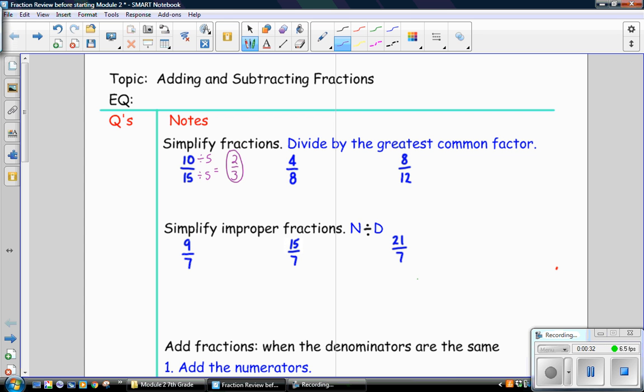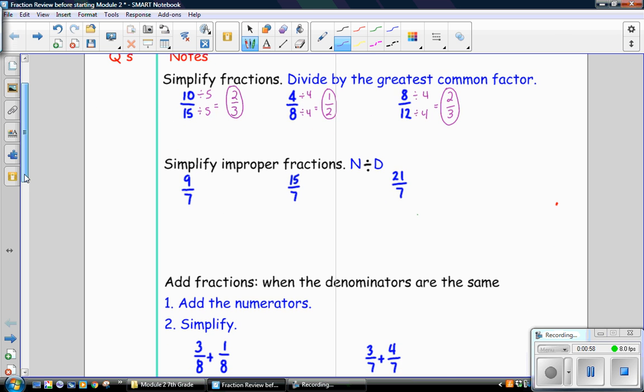For 4/8, the greatest common factor is 4. Divide both the numerator and the denominator by the common factor to reduce 4/8 to 1/2. 8 and 12 have a common factor. It is 4. Divide the numerator and the denominator, and your answer is 2/3 in simplest form.